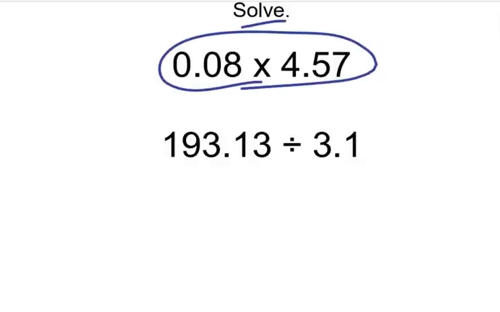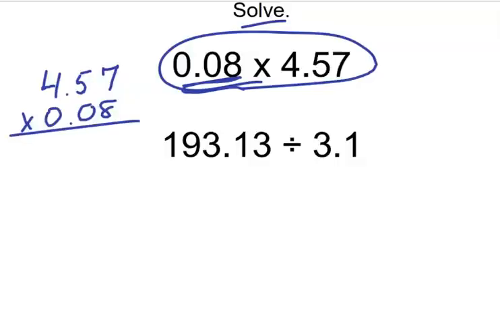All right, so since this just has one number, I'm going to put that one down below. So I'm going to have 4.57 times 0.08. All right, so that's going to make it that I only have to do this one time through.